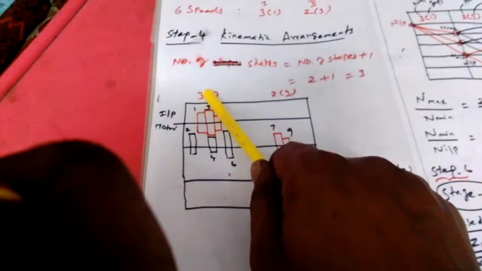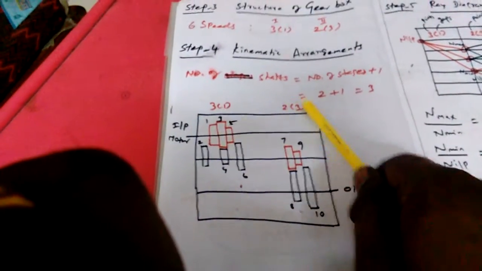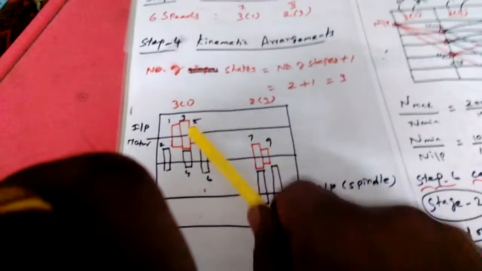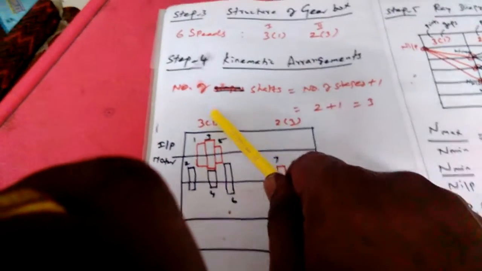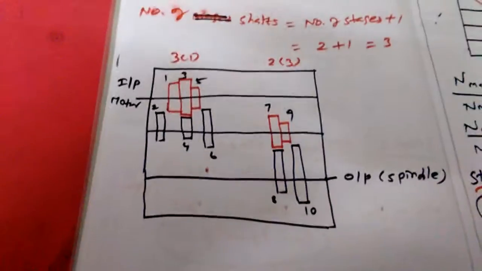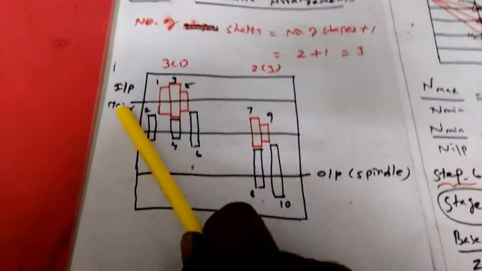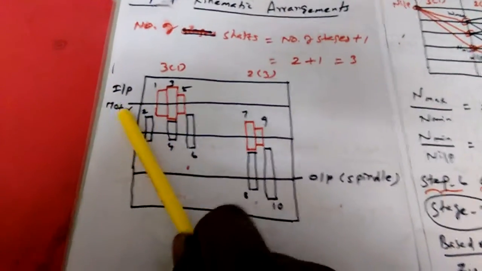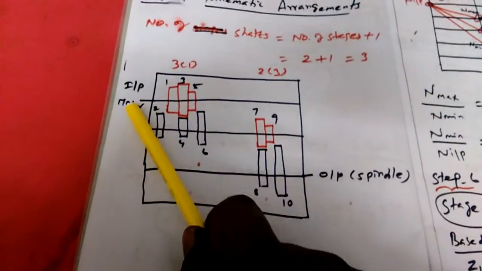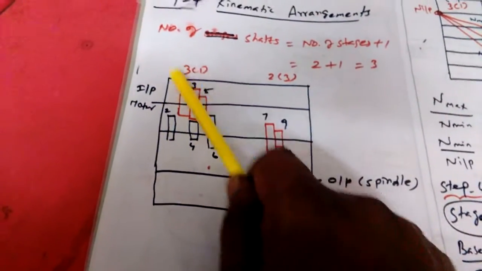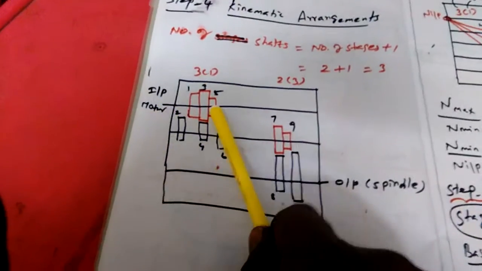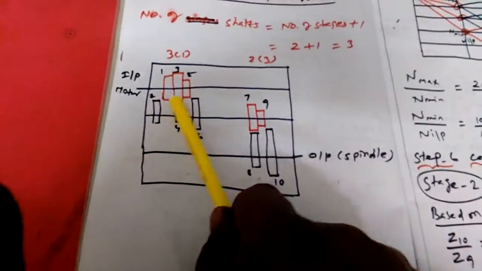So the first stage is 3, 1 and 2, 3. So for stage number 1, initially we have to give only one input. Where we have to give the input: only one input means initially the motor is the input. So the motor is the one input we already gave, and simultaneously we have to give the 3 outputs. One input, 3 outputs. So we have to draw 3 shafts.